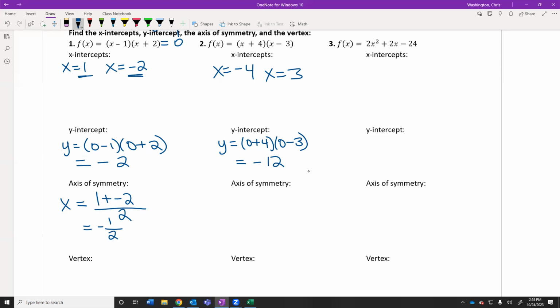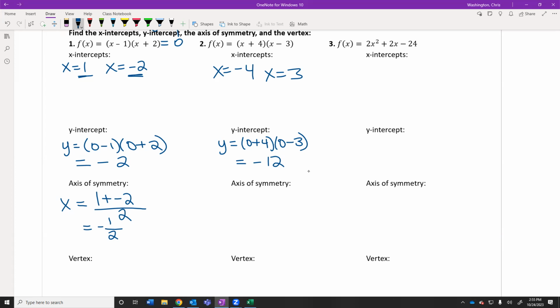You try the axis of symmetry in number 2. Add up the x-intercepts and divide by 2. Use a calculator if you need to. You can write these as decimals or fractions. Because when we start graphing, we're probably going to want to change them to decimals, especially if we get something like 27 over 2. Hey, what's that look like? Change that to a decimal, and then we'll be able to graph that.